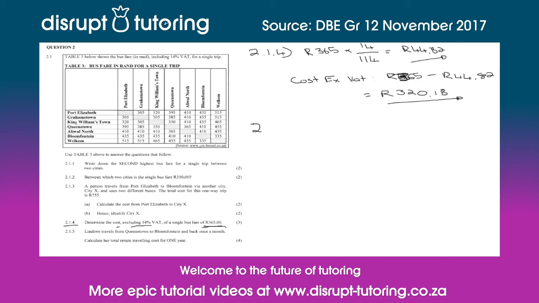And then finally, it's 2.1.5. It's saying that Lindiwe travels from Queenstown to Bloemfontein and back once a month. Calculate her total return traveling cost for 1 year. So obviously there's 12 months in a year. So let's go back to our table and we read that it says from Queenstown to Bloemfontein, and we can read off, in here it's 410 Rand for a one-way trip.